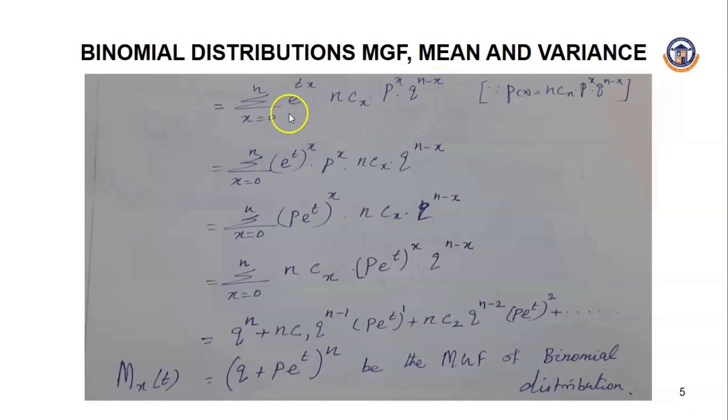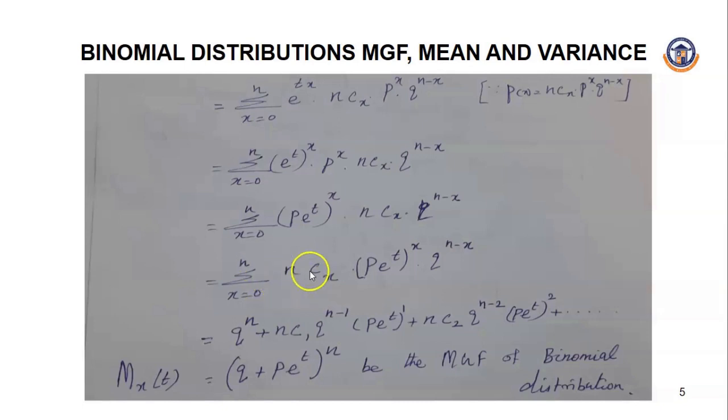So next we are going to collect e power tx into p power x. So e power tx can be written as (e power t) whole to the power x into p power x. So we can collect these two terms, (p e power t) whole to the power x into nCx q to the power n minus x. That is equal to summation x equal to 0 to n nCx (p e power t) whole to the power x into q to the power n minus x. And then we can substitute x equal to 0 plus x equal to 1 plus x equal to 2 plus and so on up to n.